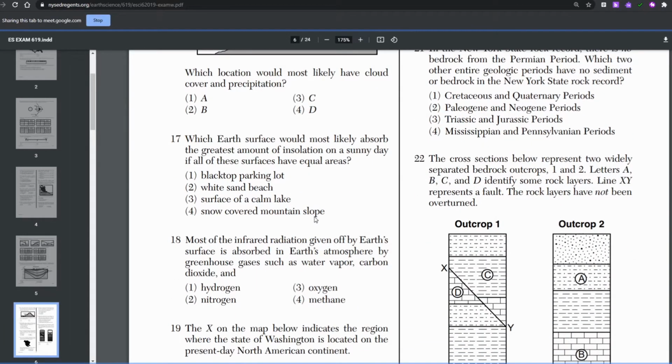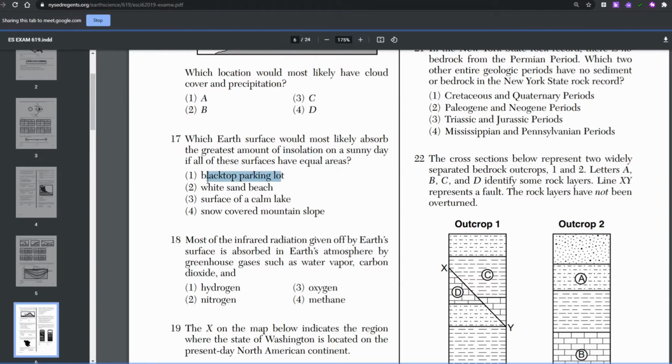17. Which Earth's surface would most likely absorb the greatest amount of insolation on a sunny day if all these surfaces have equal areas? All right. Well, what is insolation? Insolation is a fancy word for incoming solar radiation. So it's sunlight. That's it. So which area would absorb the most sunlight and basically get the hottest?